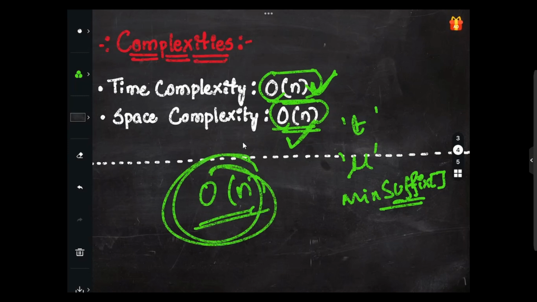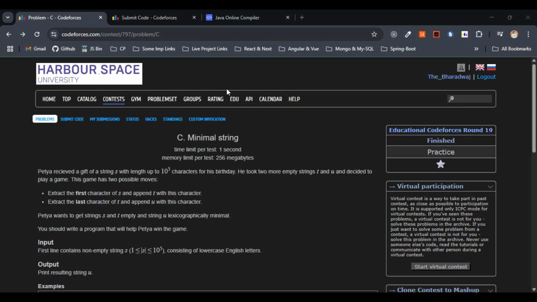Now we are done with the complexities. Basically, now we are completely familiar with the complexities as well as the approach. We are good to write the code now. Let's start writing the code.